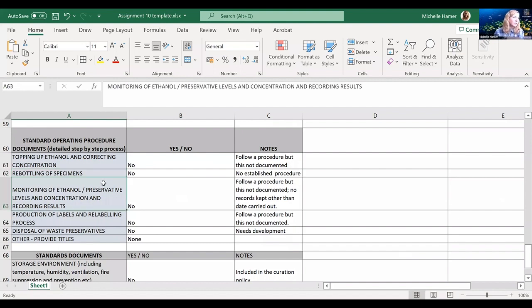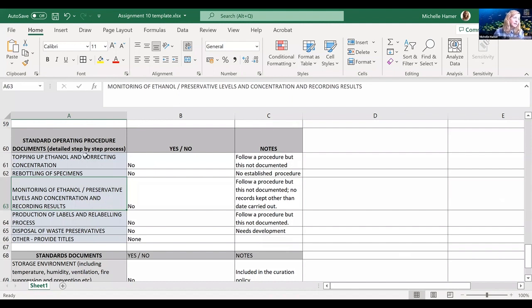Monitoring of ethanol preservative levels and concentration and recording results, production of labels and relabeling process. So very important to have a SOP for producing labels and for relabeling. And then disposal of waste preservatives. What happens with them? Do you have a SOP? Or do you just pour it down the drain? And if you have other SOPs, so these are the step-by-step procedure documents.